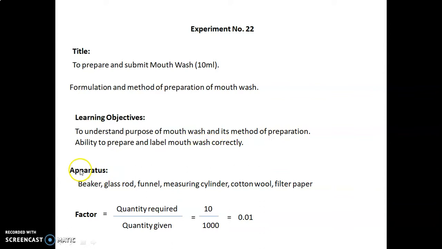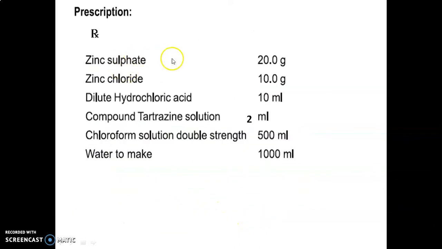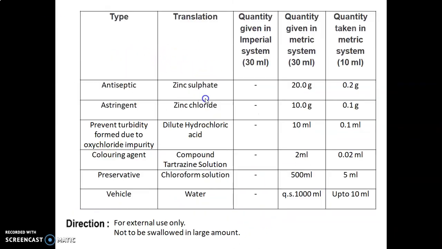the mouthwash correctly. Apparatus required are beaker, glass rod, funnel, measuring cylinder, cotton wool, and filter paper. Factor is calculated as quantity required upon quantity given, that is 10 upon 1000, which is equal to 0.01. This is the prescription given.